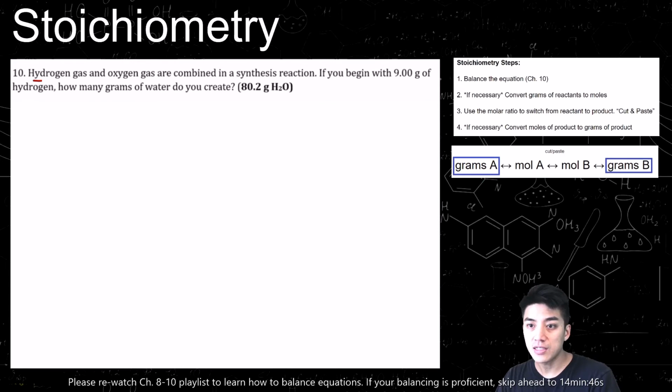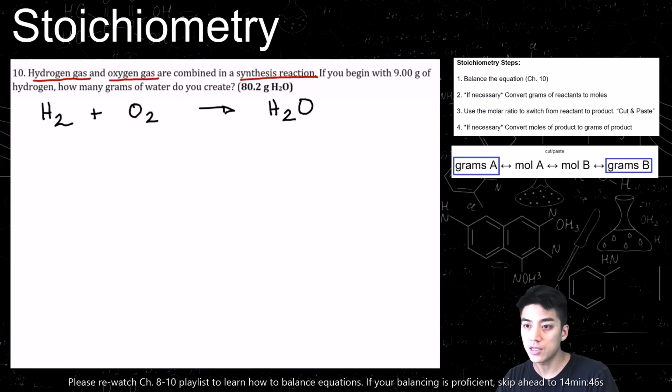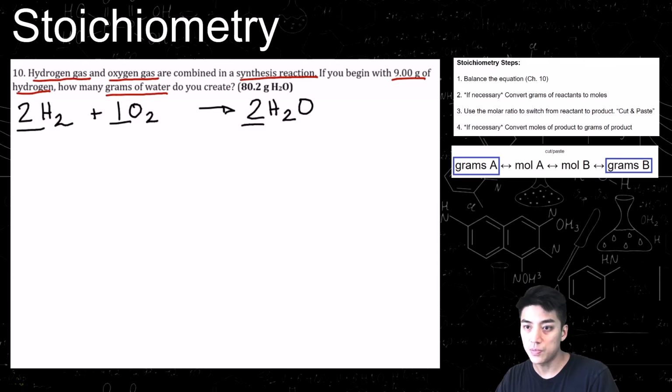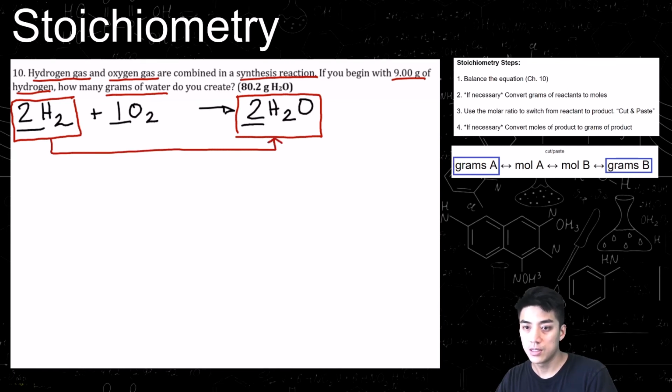Number 10, hydrogen gas and oxygen gas are combined in a synthesis reaction. If you begin with 9 grams of hydrogen, how many grams of water do you create? So this is synthesis, it's H2 plus O2, remember those are diatomics, and we're going to make water as a product. We're going to balance with a 2-1-2. And now we're going to figure out, okay, which one's A and which one's B. So A will be hydrogen, that is my compound A, and my compound B is water. So we're going from A to B in this problem. It's just like in that graphic that's right above me. So call hydrogen A, call water compound B.